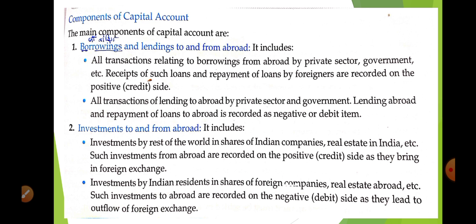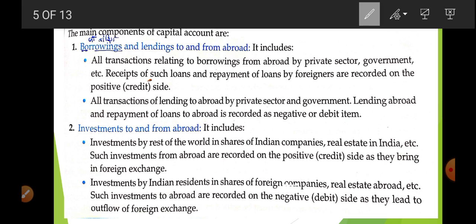Now here we are going to discuss the components of the capital account. What are the components of the capital account? First is borrowing and lending to and from abroad. So it includes what? All transactions related to borrowing from abroad. It will be recorded on the credit, that is, the positive side.